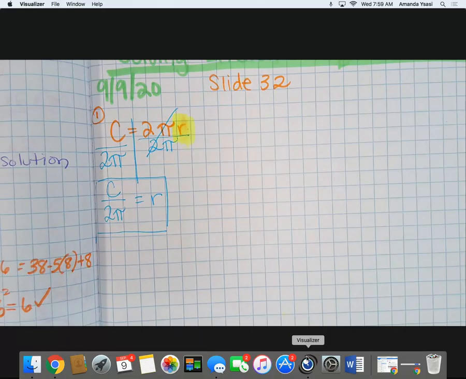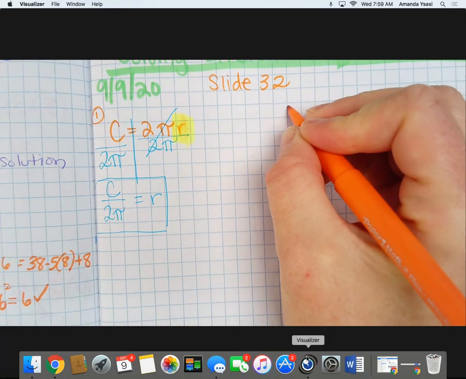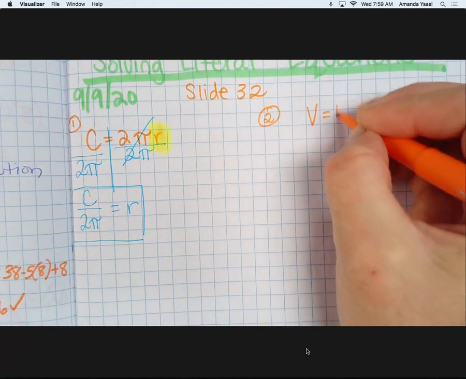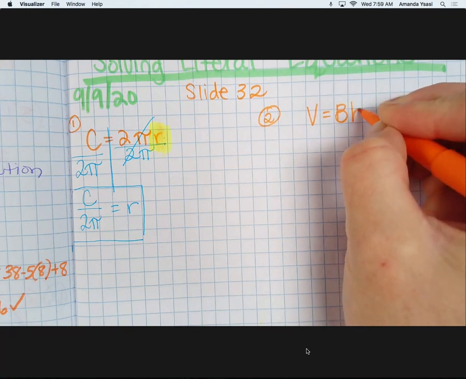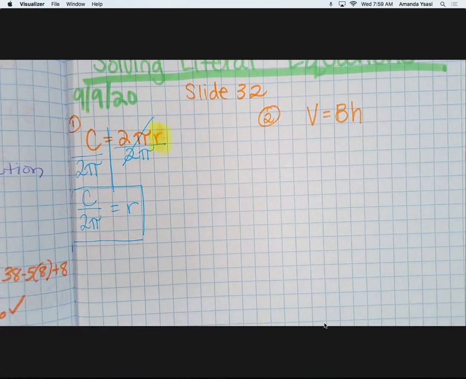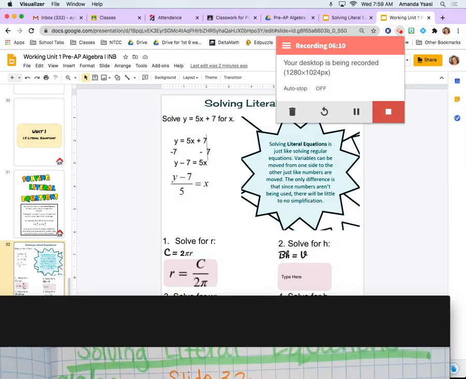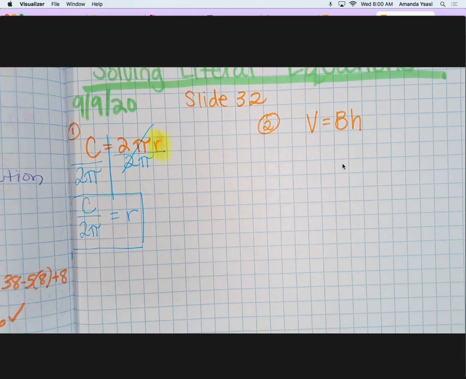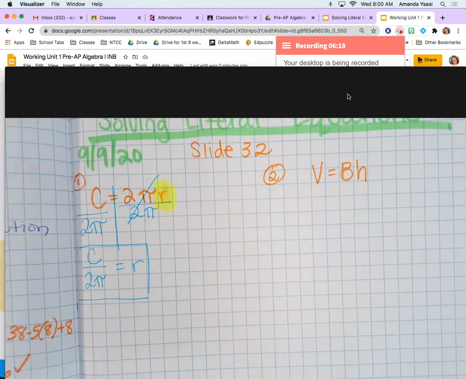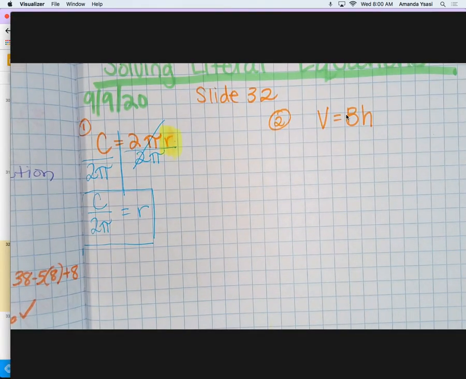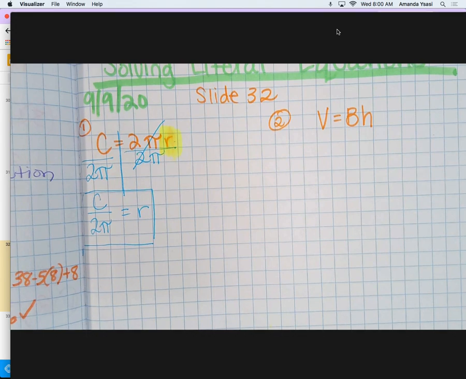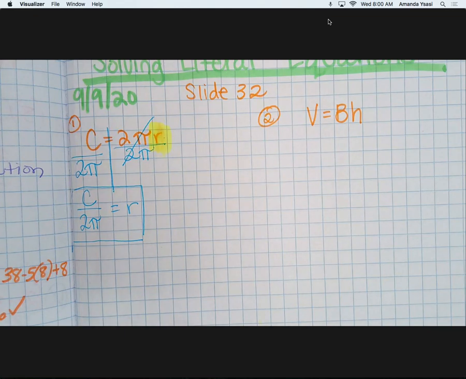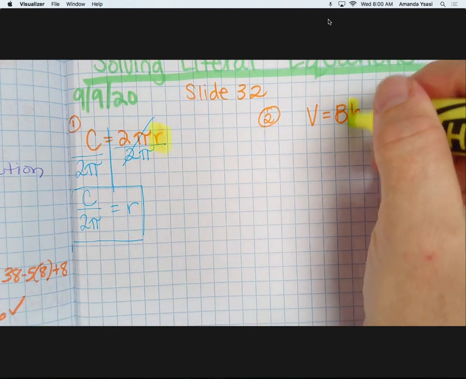Okay, so let's go to number 2. Is it V equals BH? That's a V. Oh, BH equals V or V equals BH, either one. This is the formula for volume, and we're solving for H. So let's highlight H or circle H.